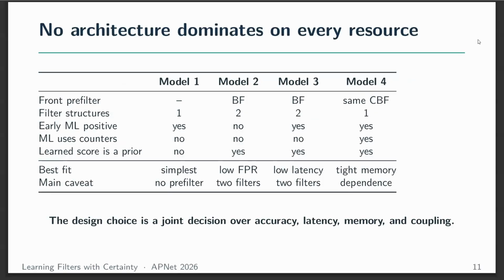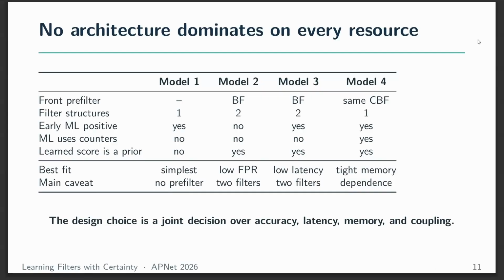pre-filter, whether it is a Bloom filter or a counting Bloom filter. In the first model, where the counting Bloom filter is used as a pre-filter, it can actually be the same counting Bloom filter used at the last part. So it allows you to save memory. But in some of them, we can also make early decisions. For instance, in model number 3, we can make an early decision by the machine learning model, so the inference time can actually be shorter based on this.